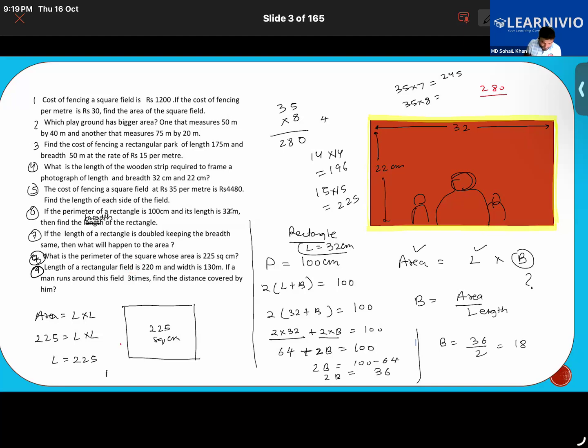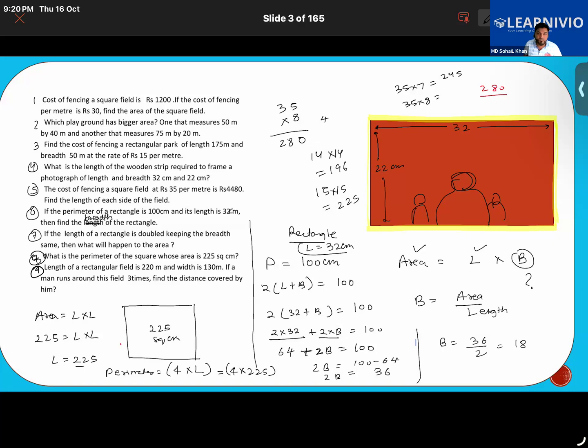What is the formula to find perimeter of a square? L plus B. No, 4 into side. 4 into its length. The length is 15, so you multiply 4 with 15. Multiply it and tell me the answer.